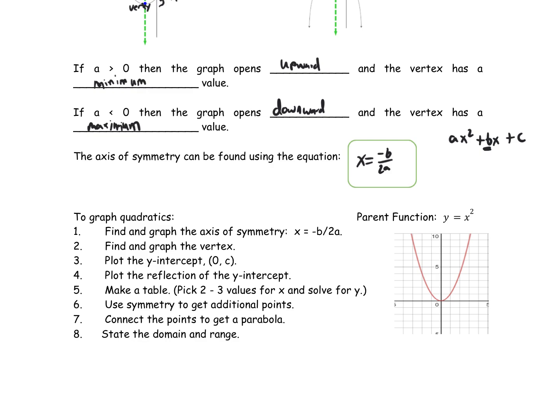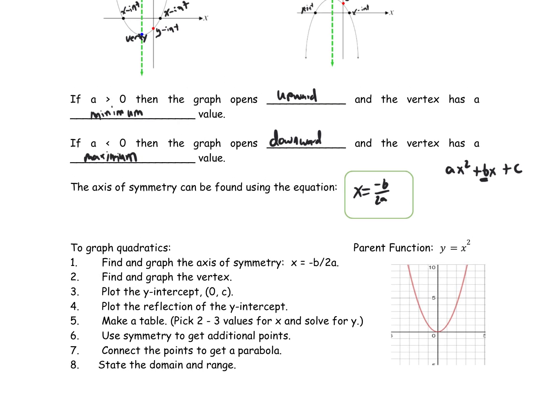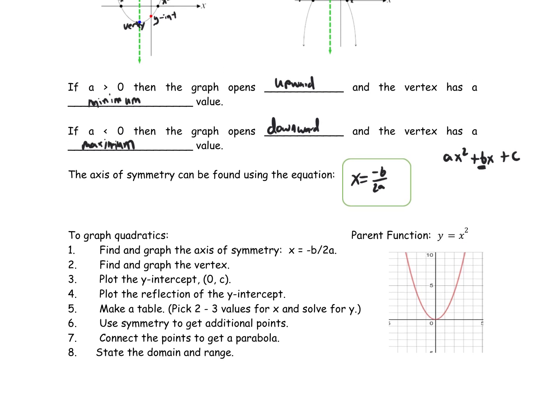Then the next easiest thing to do is to plot our y-intercept. Our y-intercept can always be found as the c in our function in standard form. So the c is always going to be our y-intercept. And then, of course, we can reflect across our axis of symmetry to plot the opposite side of our y-intercept, so the reflection of the y-intercept.